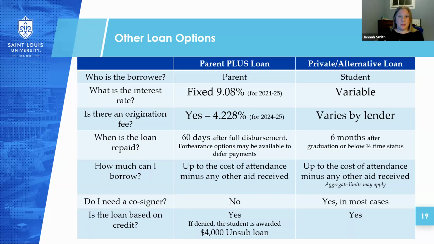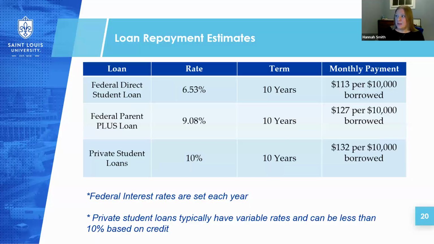If for some reason the parent applies for the Parent Plus loan and is denied based on their credit, the student is then eligible for those independent loan limits in their student loan. So they would be eligible for $4,000 additional dollars in their direct loan eligibility for that year. This kind of gives you an idea of repayment down the line with these different loan programs and the different interest rates for 24-25, what you'd be looking at in terms of a monthly payment on a standard 10-year repayment plan.